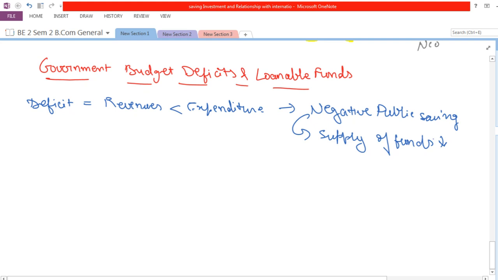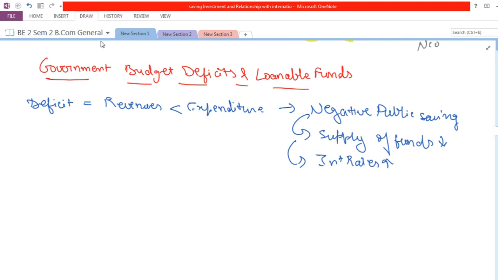The supply of funds reduces, and in turn the second effect is that interest rates would increase. Why does this happen? When you have an excess supply of money, the interest rates would go down, that is, the money becomes cheaper. Now let's understand this with the help of a figure.